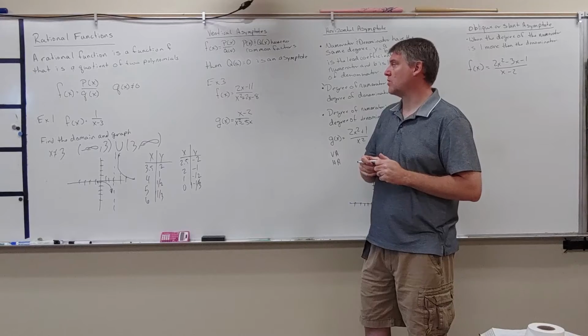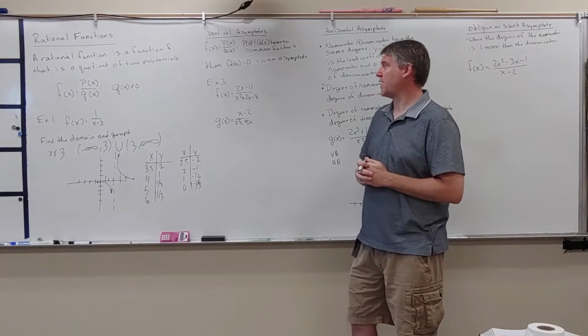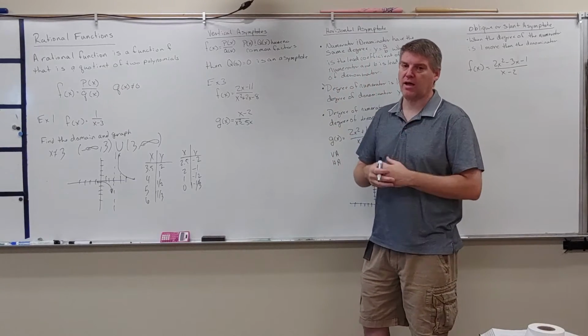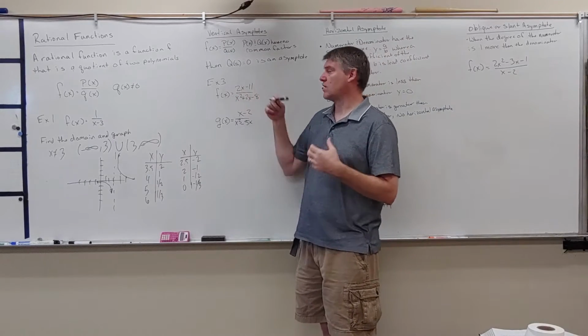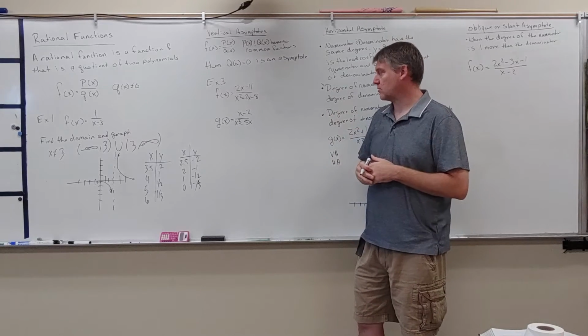Vertical asymptotes: if I have a rational function, p of x over q of x, and p of x and q of x have no common factors, so I can't reduce it down and I can't cancel out anything, then anywhere where q of a equals 0 is an asymptote. It's a vertical asymptote, okay?